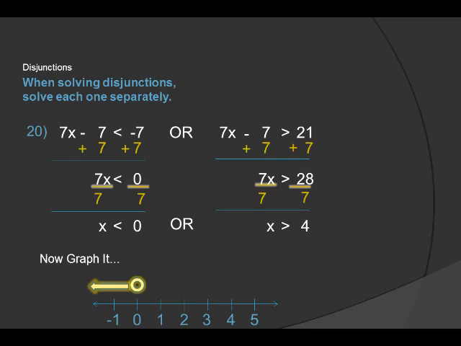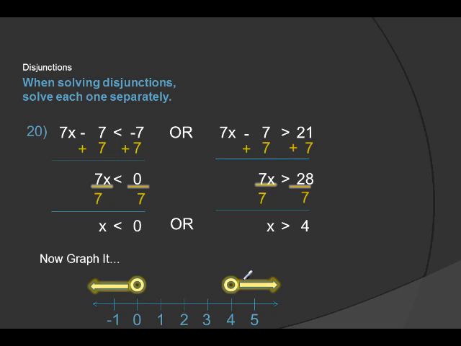Repeat the same process for the inequality on the right. Number of interest is 4. So at 4, once again, open dot. X is bigger than 4. Bigger goes to the right. And this is your graph of your disjunction. They're not connected as a conjunction is. They go opposite. You go left or you go right. One or the other.